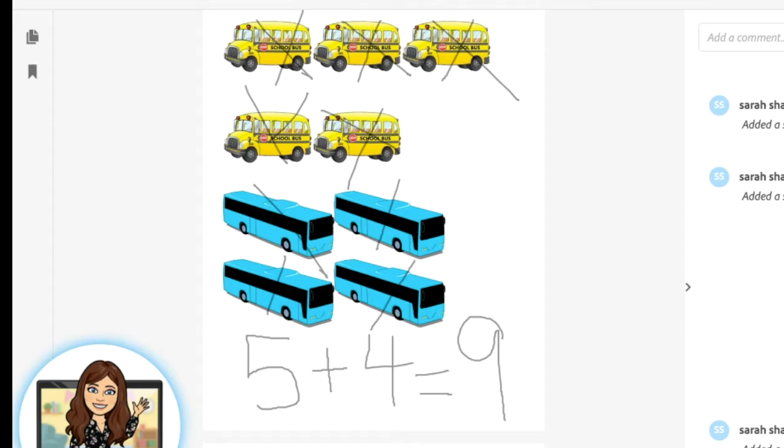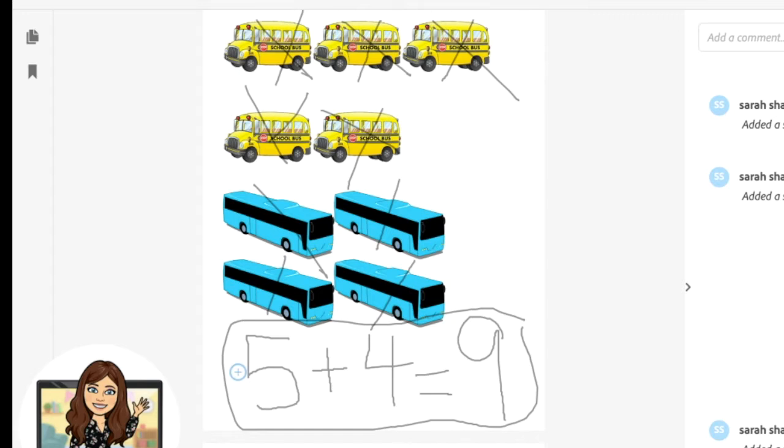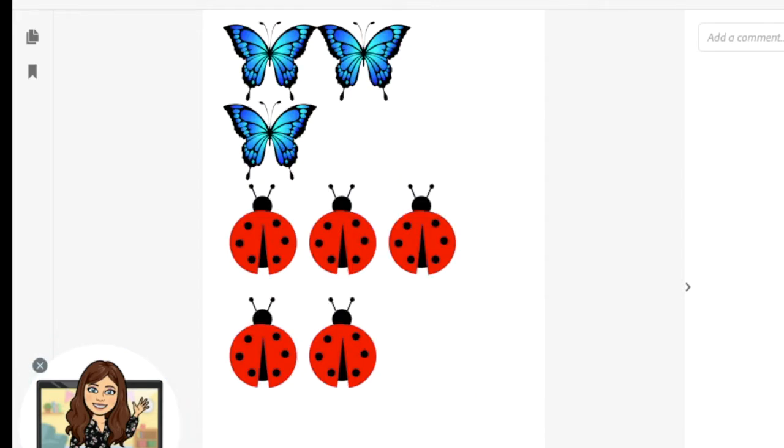So now we have figured out the word problem that Keeble has 5 yellow buses plus 4 blue buses is equal to 9. But we also have our full number sentence, which alone, Keeble Cubs, we would say 5 plus 4 is equal to 9. Good job, friends. Now it's time for our next word problem.